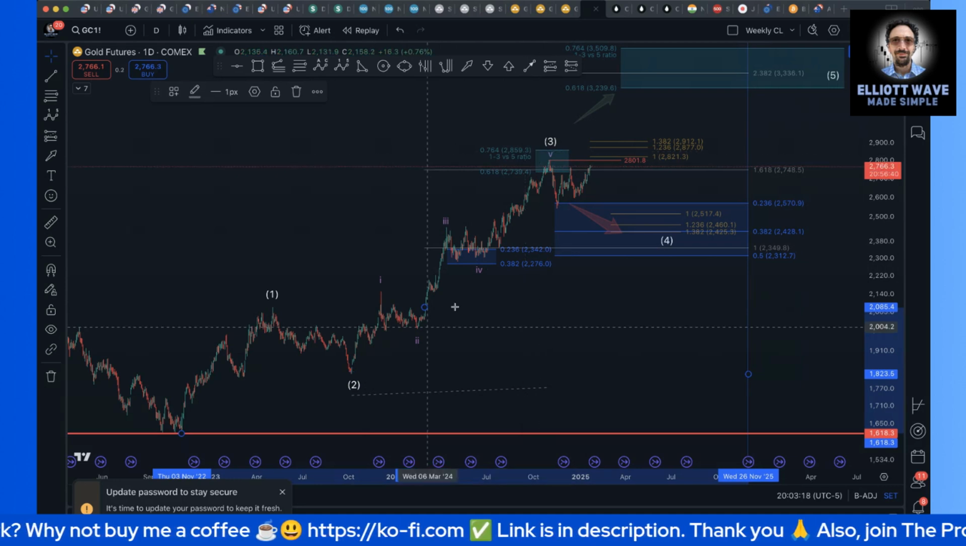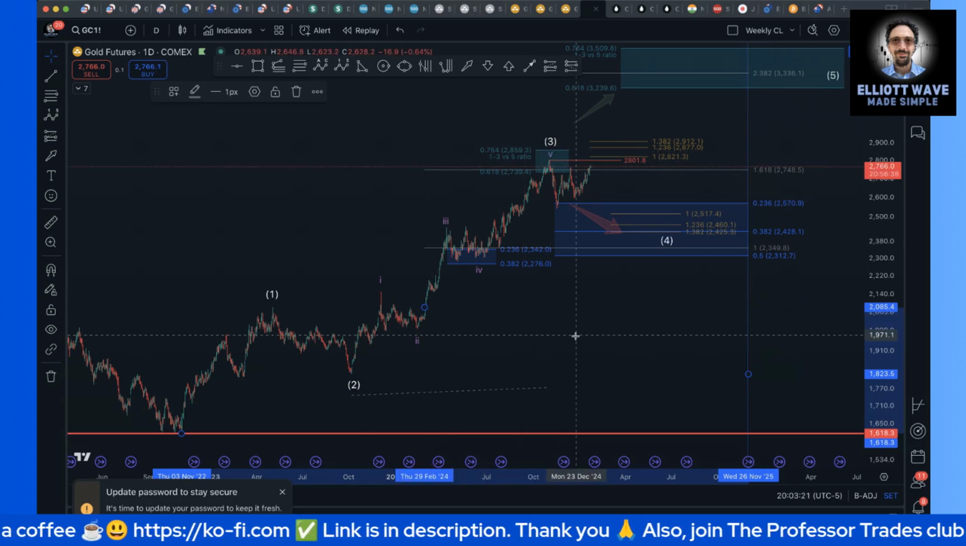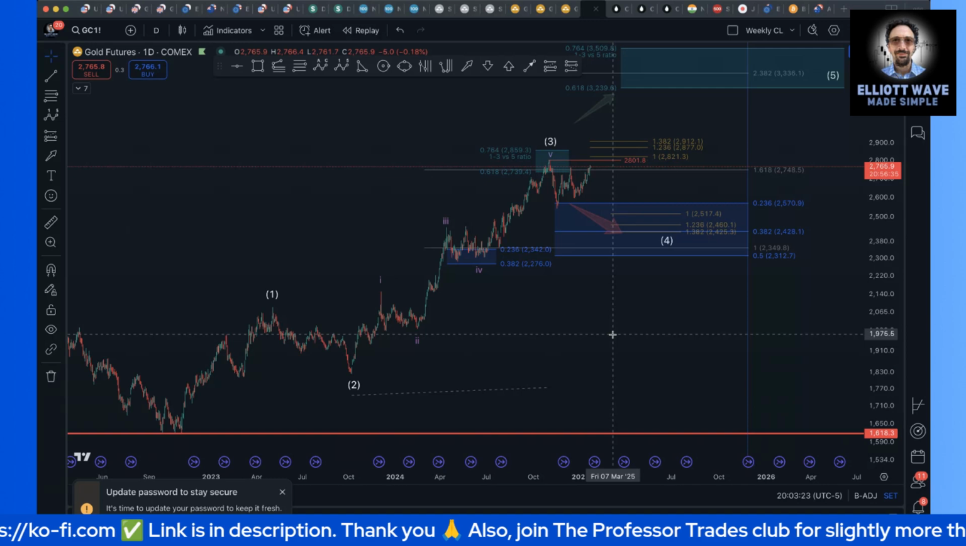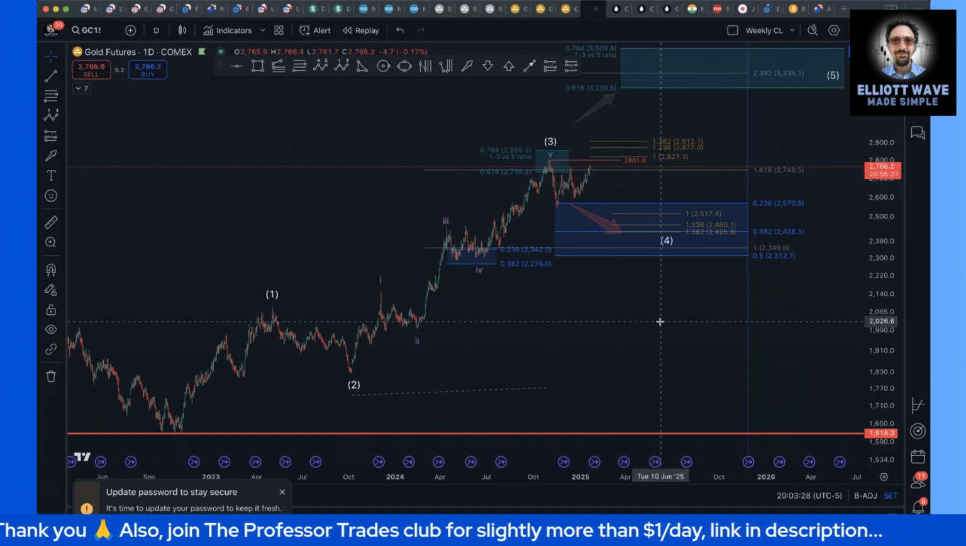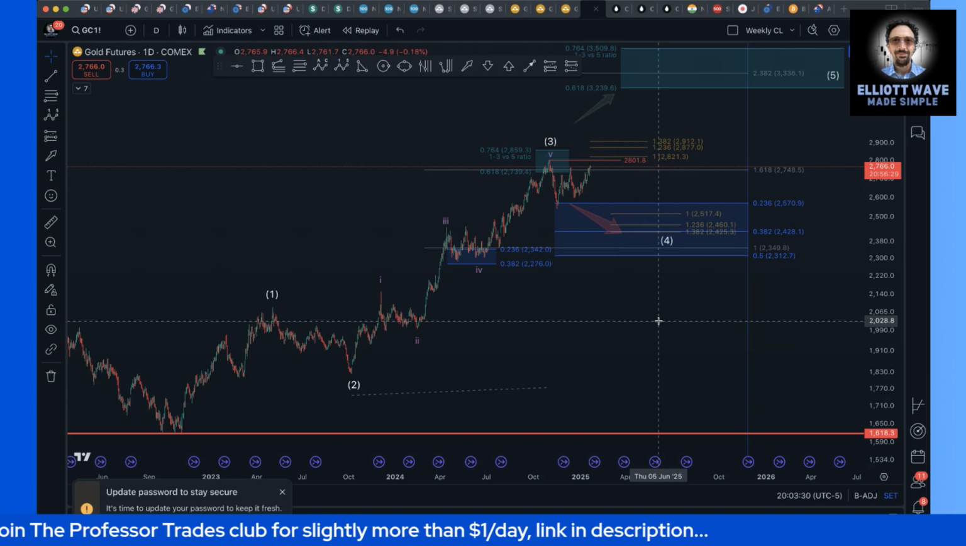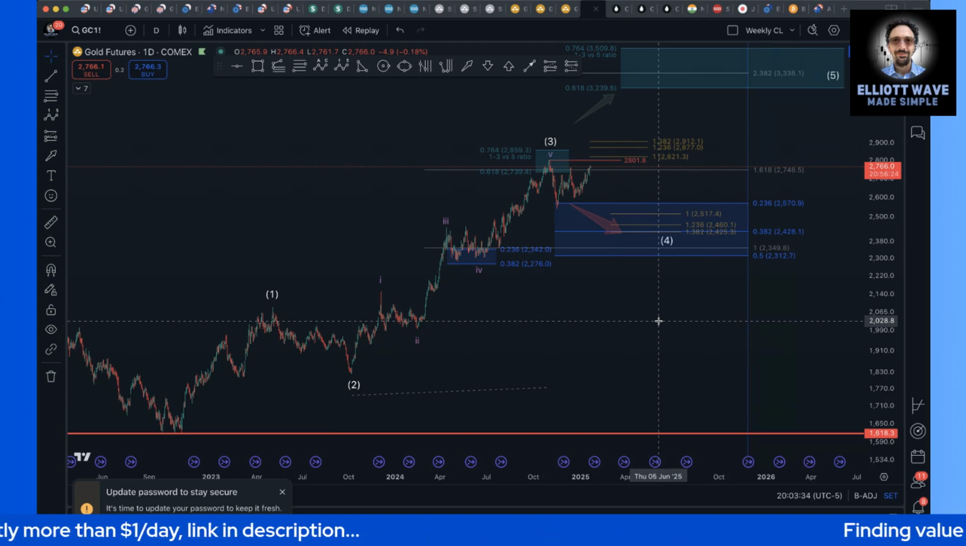All these subwaves check every box of the guidance that Elliott Wave provides. Do all instruments do that? No, not even close. But they are still good guidelines and it's still valuable, even if it may not follow them as closely as other instruments. You just got to be familiar with the instrument that you're trading. So in this case, gold is following it.